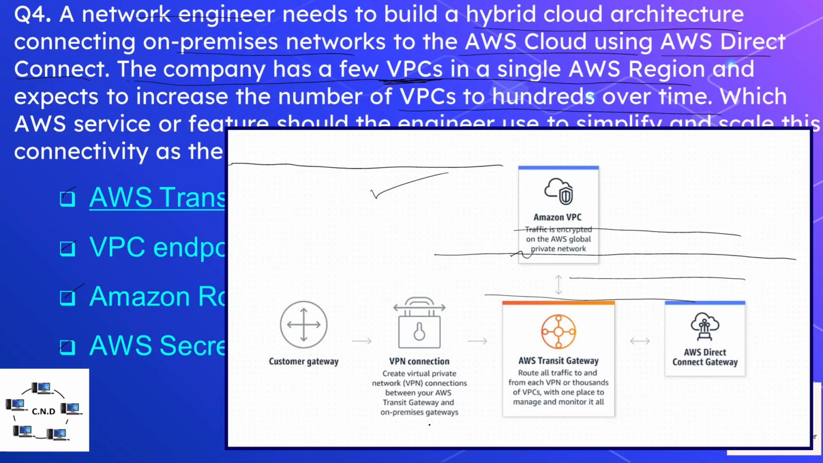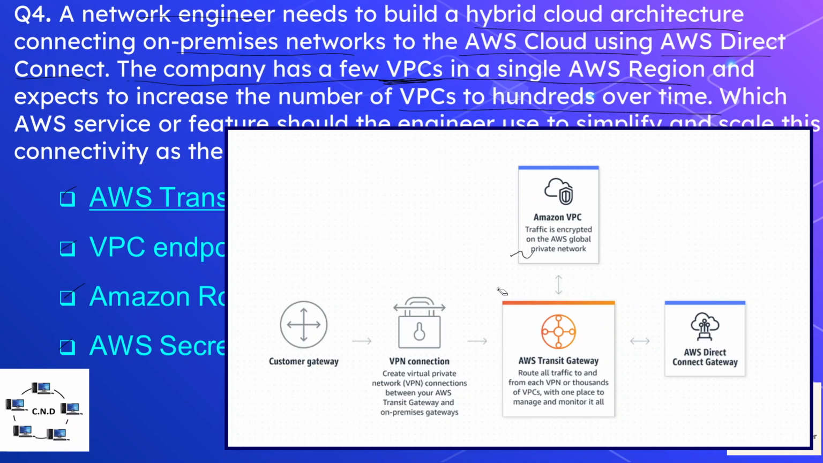let me clear this clutter. So this is a visual of this AWS Transit Gateway. Here we can say that this connects the customer gateway as well as the Amazon VPC. So here the question is asking that if a customer, let's suppose this is the customer and this is the customer. Let's suppose we have a switch.